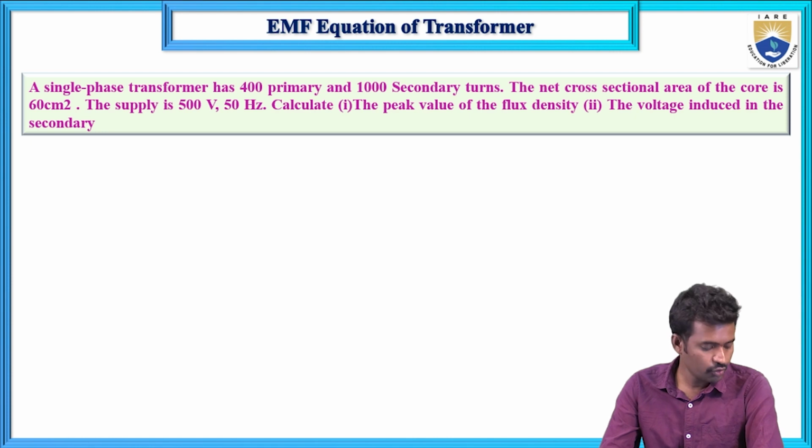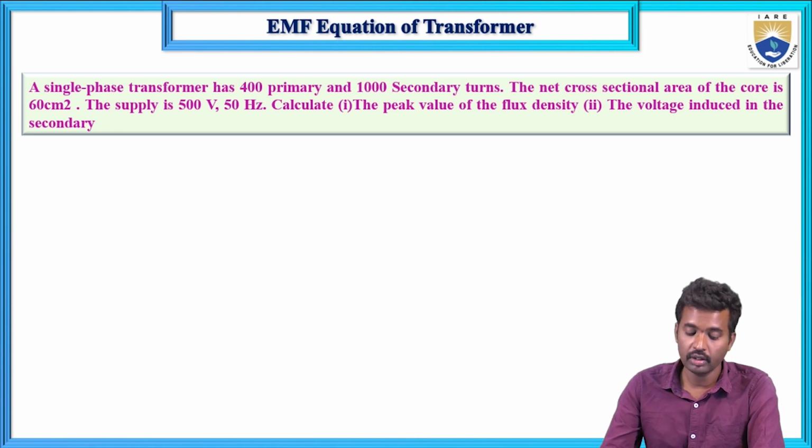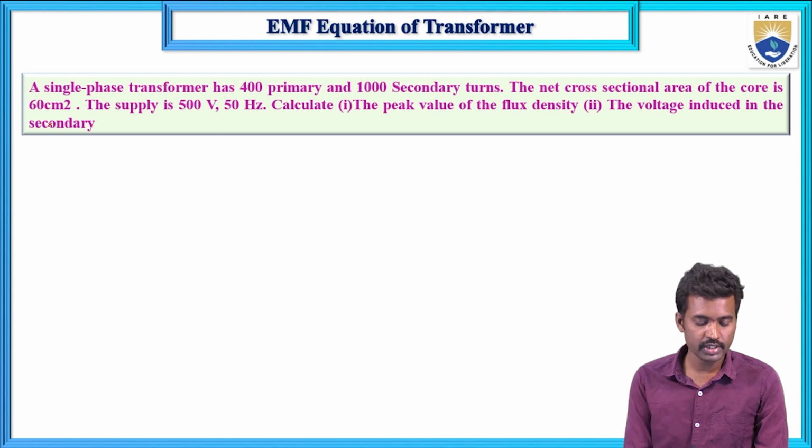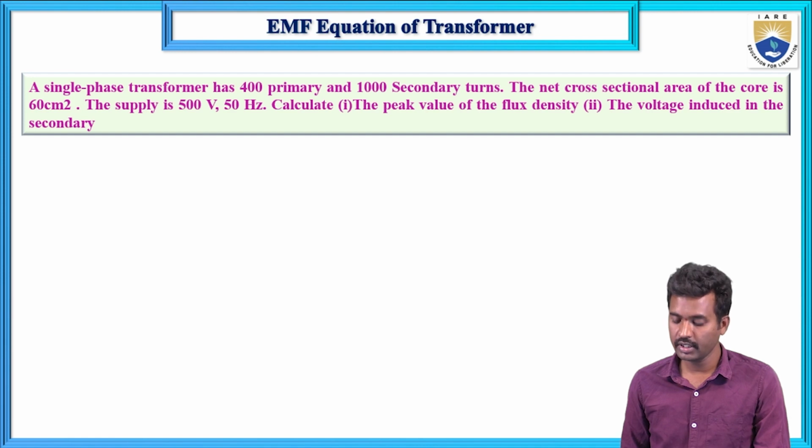And next, a single phase transformer has 400 primary turns and 1000 secondary turns. The net cross-sectional area of the core is 60 centimeter square. The supply voltage is 50 volts, 50 hertz supply. Calculate the peak value of flux density and, second question, the induced EMF in the secondary winding. Induced voltage means induced EMF in the secondary.